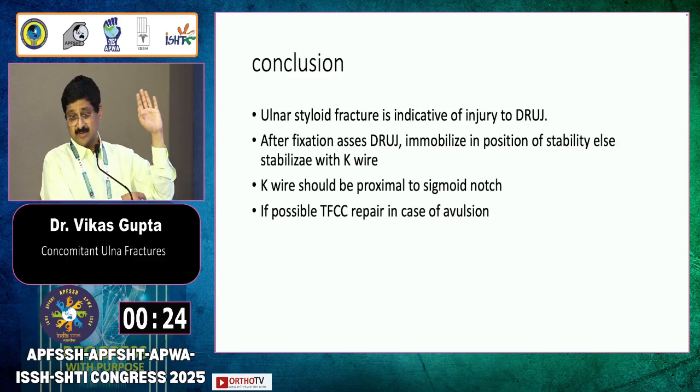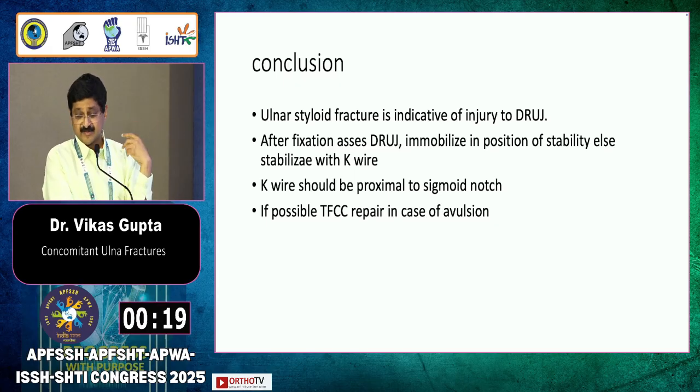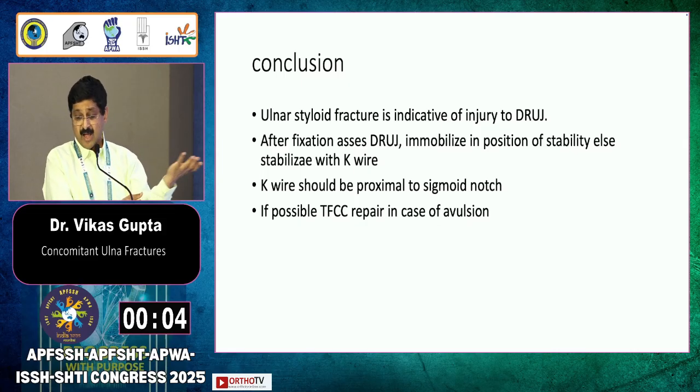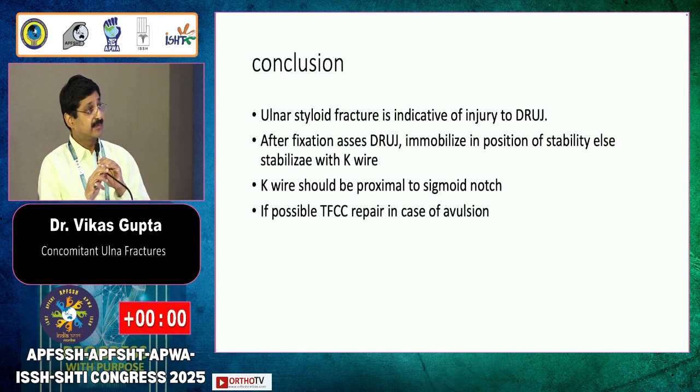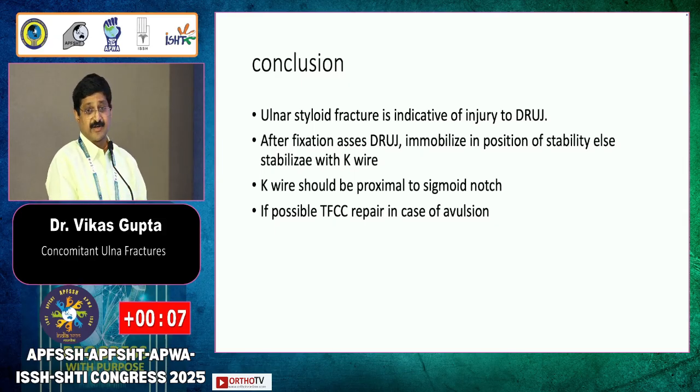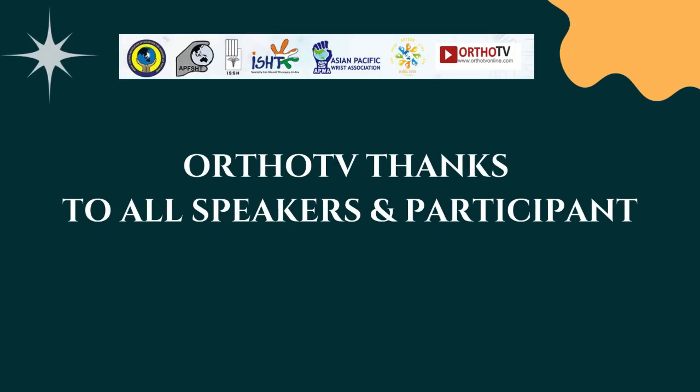So in conclusion, we can do fixation. If it is stable, then immobilize. If it is unstable in pronation as well as supination, you stabilize with the help of a K-wire. The K-wire should be proximal to the sigmoid notch because we don't want it to go through the DRUJ. And if possible, do the arthroscopy, and in case of avulsion, repair the TFCC. So the conclusion will be that after fixation of the distal radius, take a call on your ulnar styloid fracture.